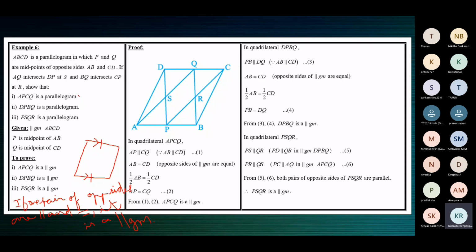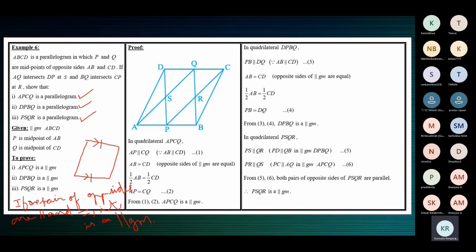So for the first and second, for this and this, the property used is one pair of opposite sides are parallel and equal. So it's a parallelogram. This property, what I've written here. For the third one, the definition of the parallelogram: both pairs of opposite sides are parallel. So it's a parallelogram for the third one. For 1 and 2, one pair of opposite sides parallel and equal. So parallelogram.